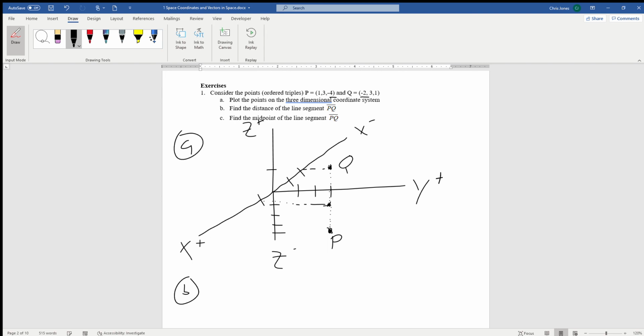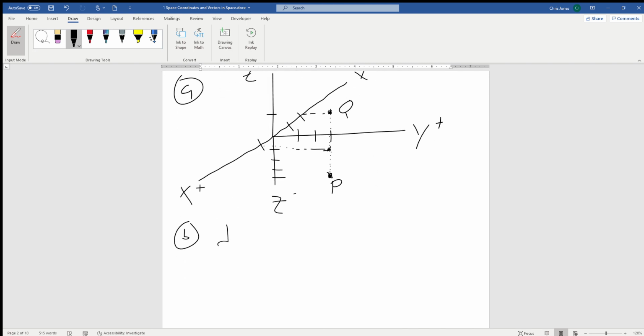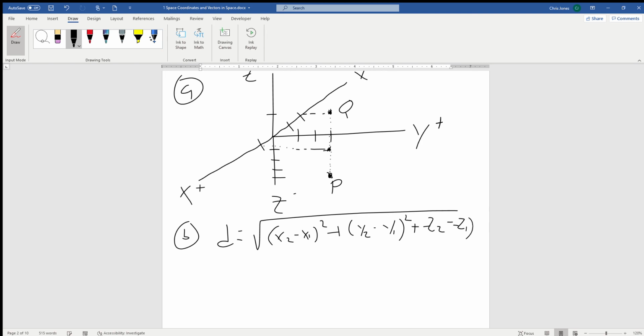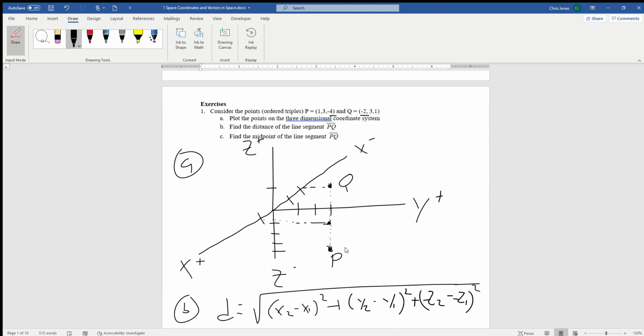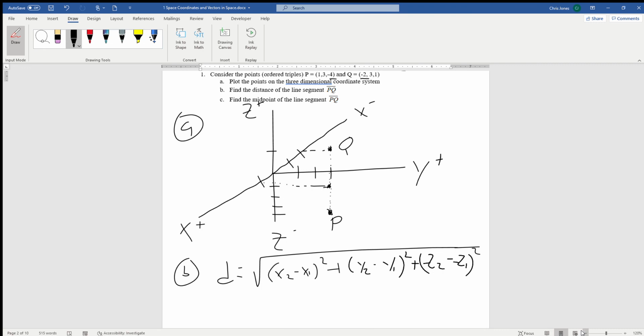It also asks us to find the distance of that line segment. Letter B, we recall the formula for the distance. I'll write it out: the distance d is going to be equal to the square root of x2 minus x1 squared plus y2 minus y1 squared plus z2 minus z1 squared, all under this radical. If we go back up here, let's think of x2, y2, z2 as the terminal points, and x1, y1, z1 as the initial points. And we could just substitute those directly back into the formula.